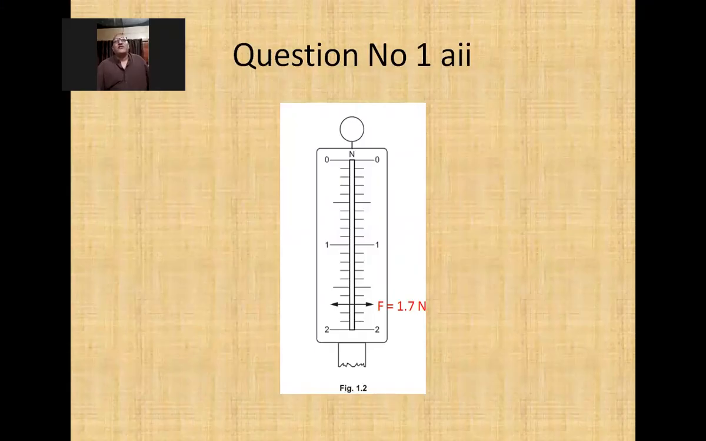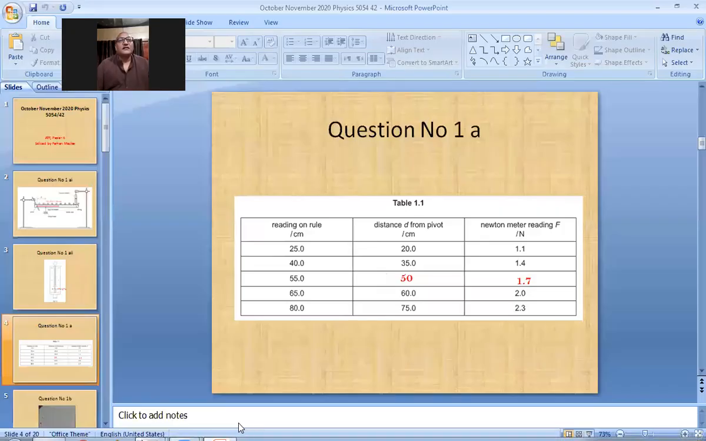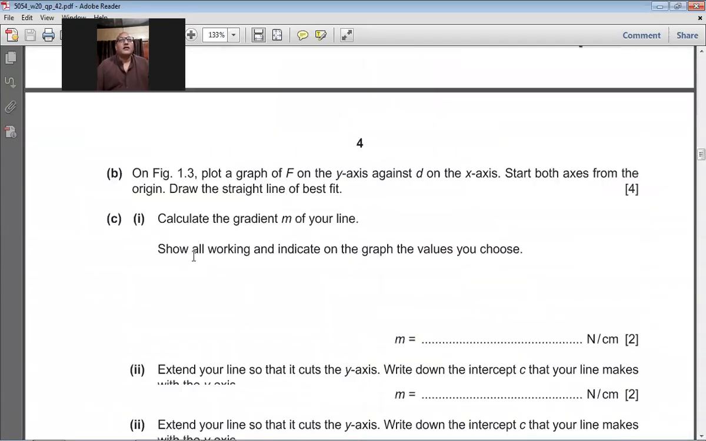Then we have to read what's the reading on the Newton meter, and clearly this is 1.7 Newton. So now you can see that we have entered those values into that table: the D value is 50 centimeter and the reading on the Newton meter is 1.7 Newton. Okay. So once you have done this, then the B part is, okay, move to the next part. We're done with this.